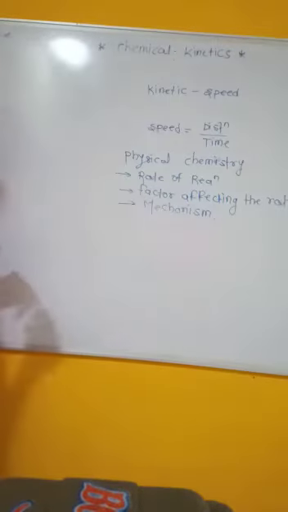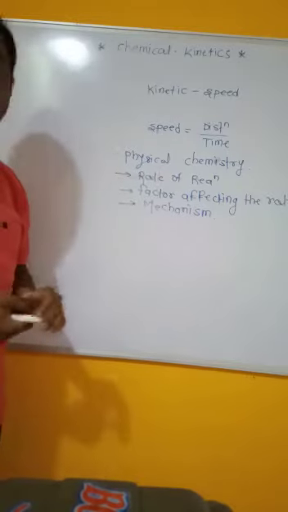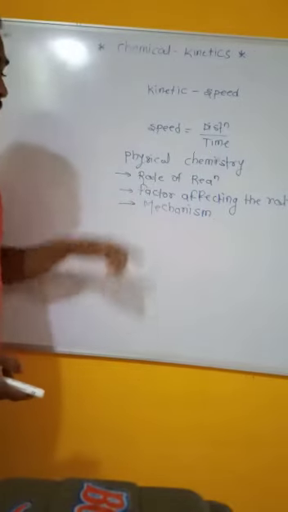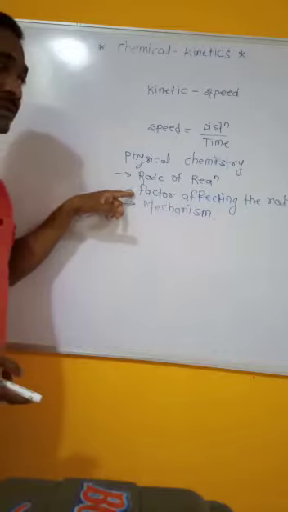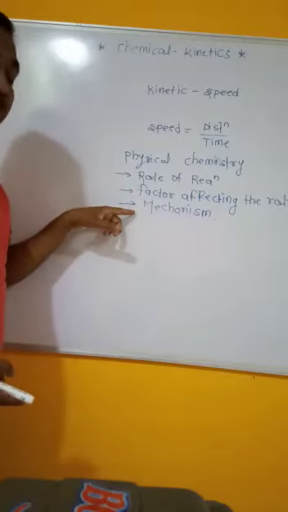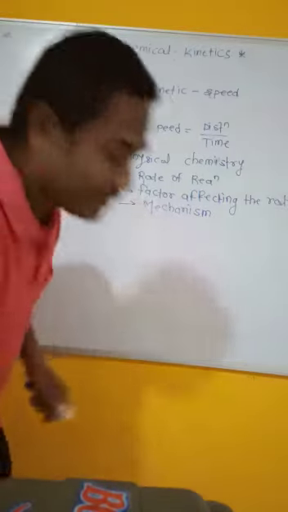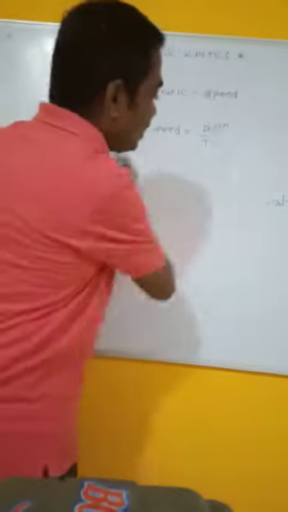That means we have to find the definition of chemical kinetics. Chemical kinetics is a branch of physical chemistry which deals with the study of the rate of reaction, the factors affecting the rate of reaction, and the mechanism by which the reaction proceeds. In chemical kinetics, we have to find out the rate of chemical reaction. How can you calculate the rate of chemical reactions? What is meant by the rate of reaction?